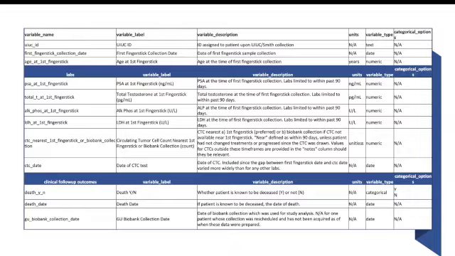And in the description, you'll see down in death YN, this is whether a patient is known to be deceased, yes or no, N. And it tells me the categorical options are Y and N for yes and no. So this sort of data dictionary is so helpful if you're working with an analyst on your project.